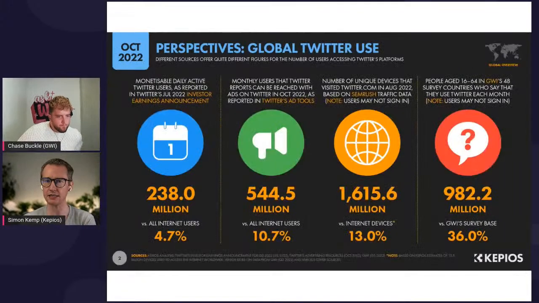Yeah, so I think whichever data source you look at, whether it's Twitter's own data, GWI data, or third-party analysis, you're going to find some quite significant differences. So this is global Twitter use. We can talk about the Japan-specific stuff in a minute, but whichever source you look at, it tells you a very different story about how many people use Twitter, but also how they're then using the platform.